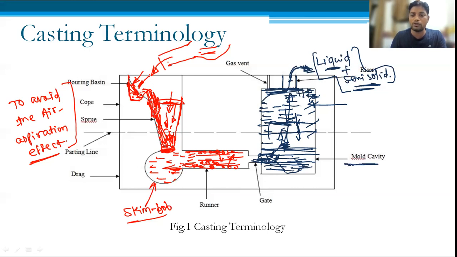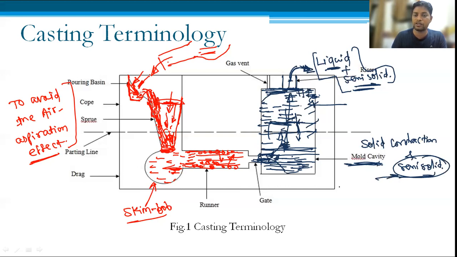If we are talking about the mold cavity, a question that can be asked is: what are the allowances affiliated with the mold cavity? It will be solid contraction, and semi-solid shrinkage allowance, because it's a semi-solid. The allowance affiliated with this is the solidification shrinkage. Okay guys, please keep this in mind.